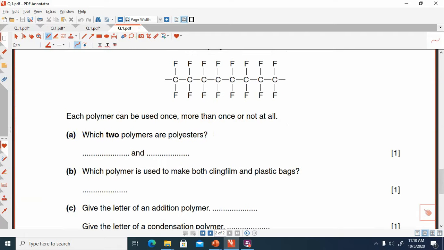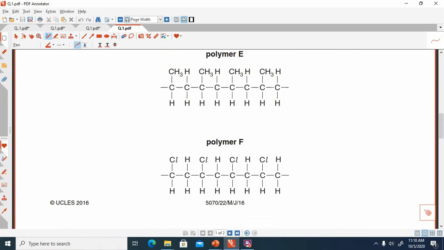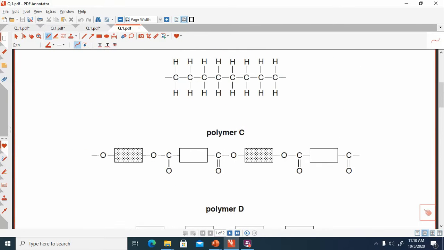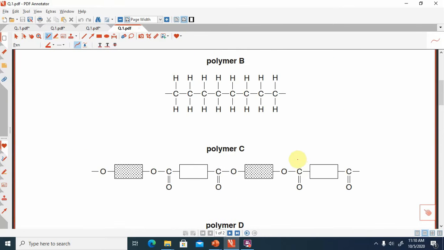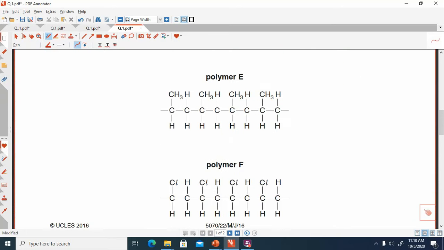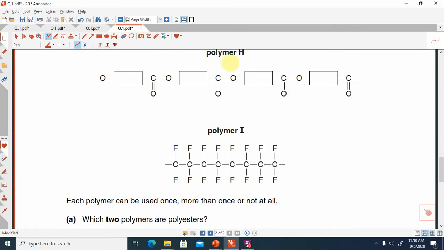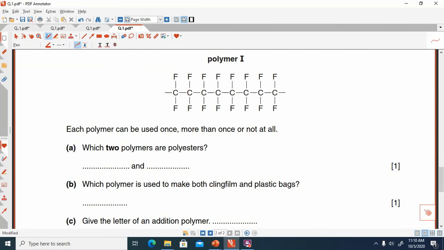So look at these polymers. Look at this one, C. It will have this linkage, that is called the polyester, right? And that is C. And then look at another, look at this one. This also has a similar linkage, so the answer will be C and H.